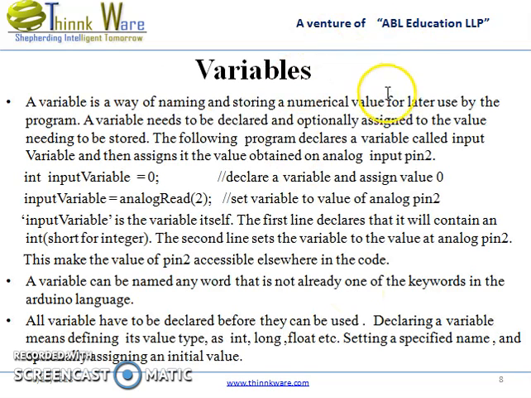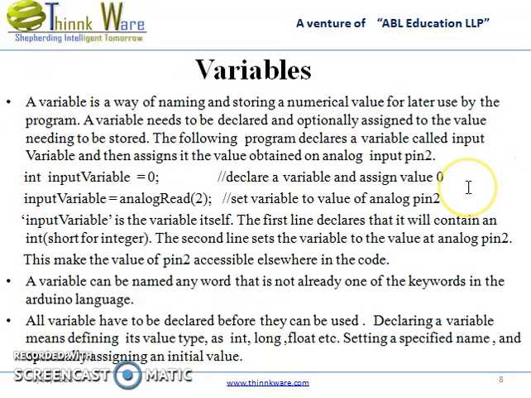The variables. A variable is a way of naming and storing a numerical value for later use by the program. A variable needs to be declared and optionally assigned the value needing to be stored. The following program declares a variable called input. Int input variable equals 0. It declares a variable with the name input variable and assigns the value 0 to it.